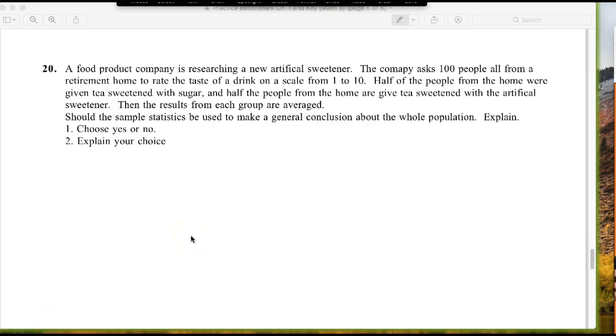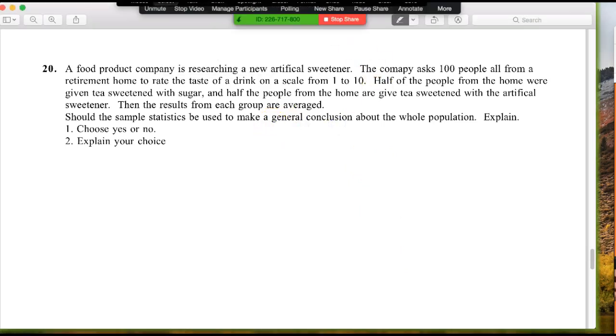All right, last one, number 20. A food product company is researching new artificial sweetener. The company asks 100 people, all from a retirement home, to rate the taste of the drink on a scale from 1 to 10. Half the people from the home were given tea sweetened with sugar, and half the people from the home were given tea sweetened with artificial sweetener. So that's a controlled experiment. Then the results from each group were averaged. So the sweetened group and the sugar group, and they averaged the results. So should the sample statistics be used to make a general conclusion about the whole population?